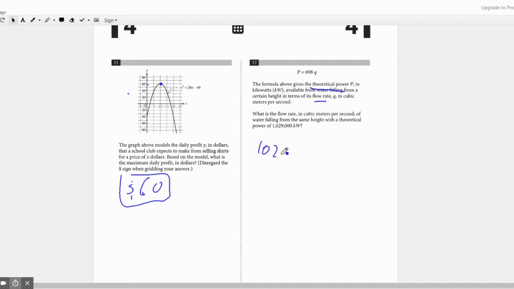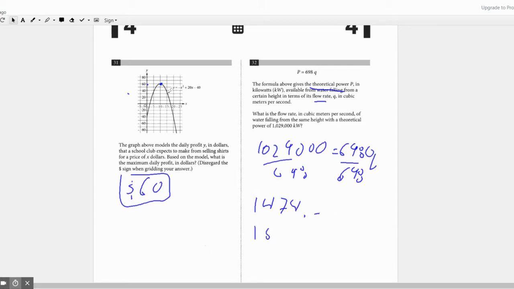So 1029123 equals 698Q. And we want to solve for Q. So we just divide by 698, and we get 1474 point something. Doesn't matter, we're rounding. The answer is in fact 1500.